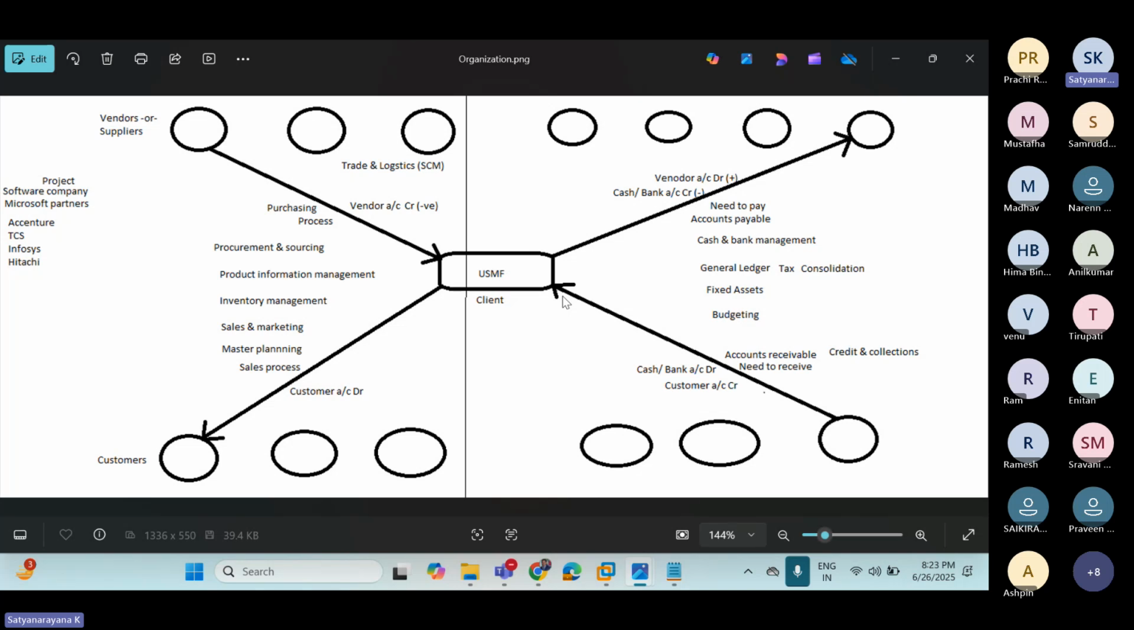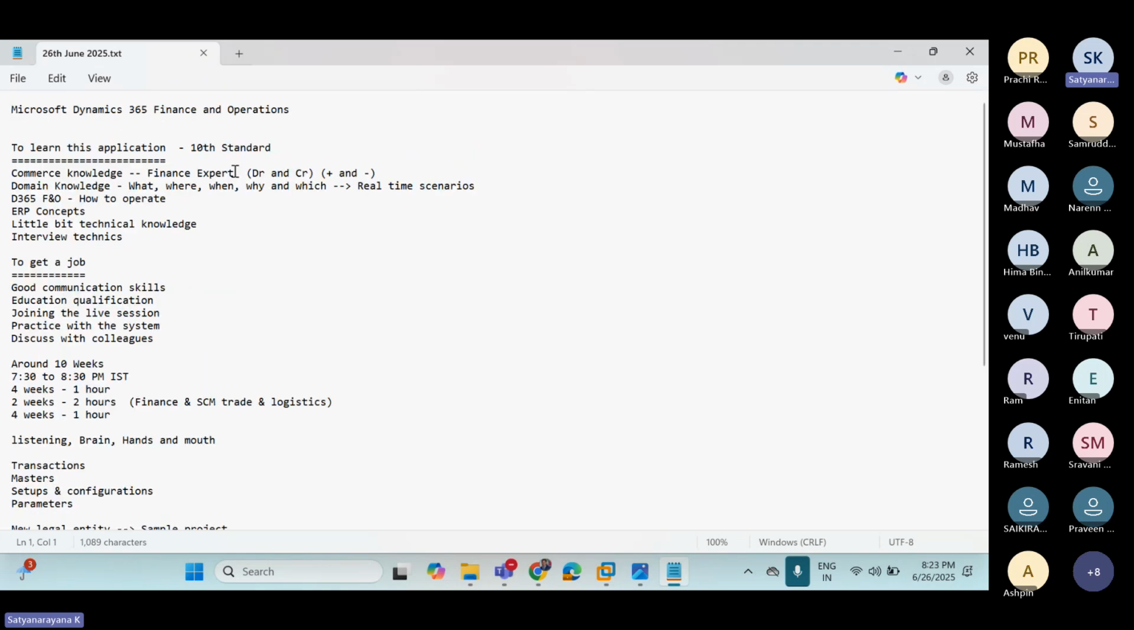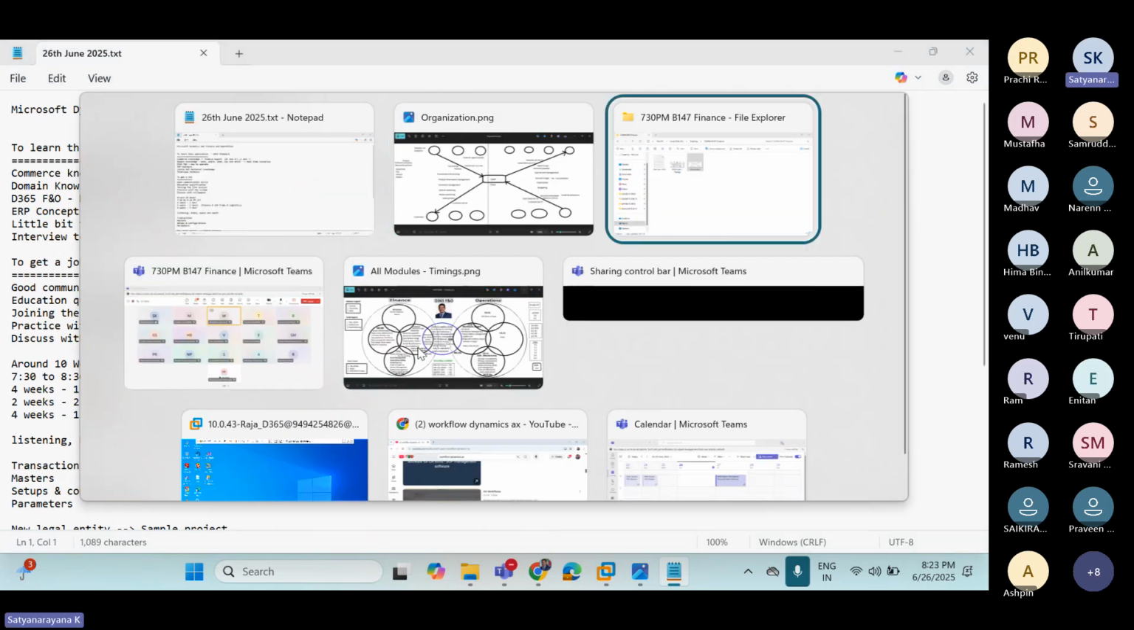Okay, so it's not mandatory you need to have knowledge on finance. I mean, it's commerce knowledge. I'll give you clarifications about debits and credits also in tomorrow's session. Okay, fine. Any more questions, please?